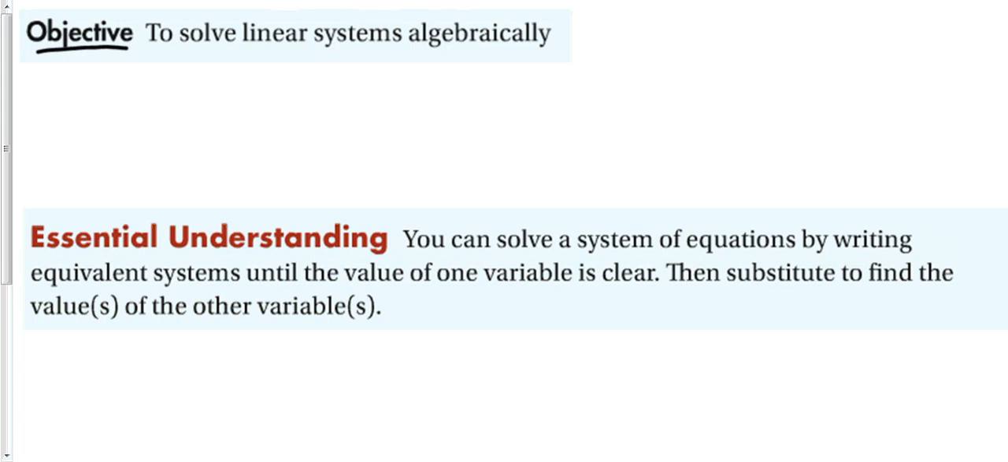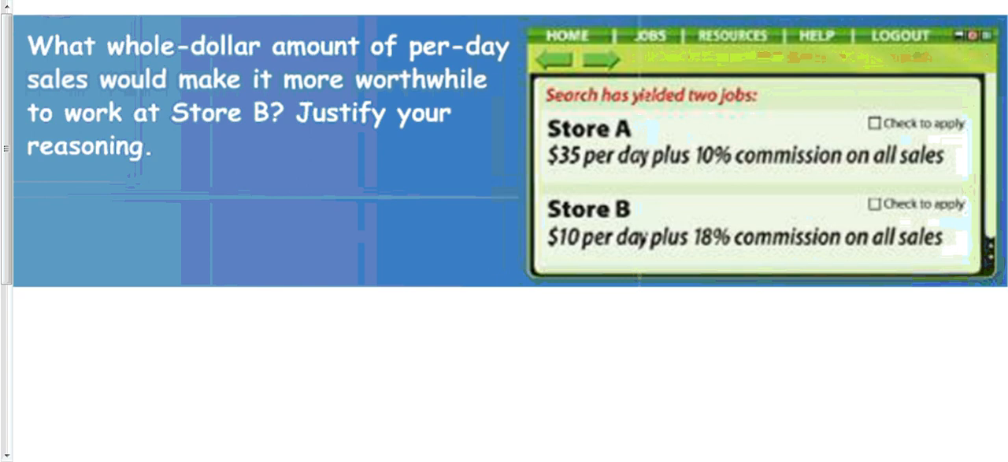Our essential understanding is that we can solve a system of equations by writing equivalent systems until the value of one variable is clear. There's a couple different ways to do this, and we'll talk about both of them. After we get one variable, then we can substitute to find the value of the other variable, or variables, whatever we have.